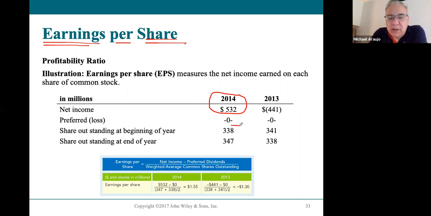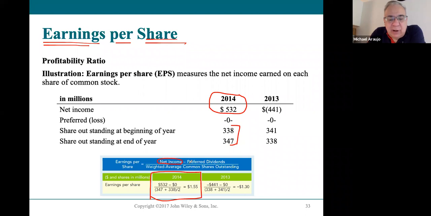So the number of shares fluctuate through every year. And that's because some companies issue more shares through the year, so the number of shares increase. Some companies buy back their shares, and so there'll be less. There'll be a decrease in shares. So what we do is we take an average of their shares for a given year to figure out. So if you want to look at 2014, the numbers down here, you'll see that Best Buy had $532 million of net income.